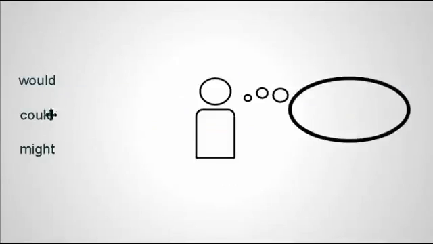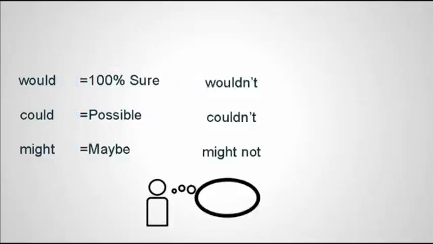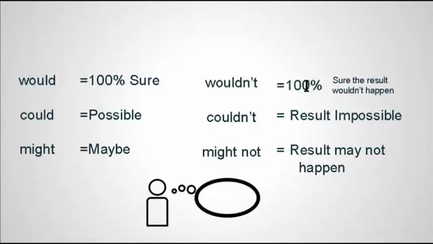When we say would or could or might, the speaker has a different idea in his head. Would, it's 100% sure of the result. For could, it's possible, and for might, it's maybe. It might happen. And what about the negatives? Wouldn't, couldn't, might not. We don't say mightn't. We say might not. And the truth is that person would be sure of the result 100% not happening. And couldn't means it's the impossible result, and might not means the result might not happen.